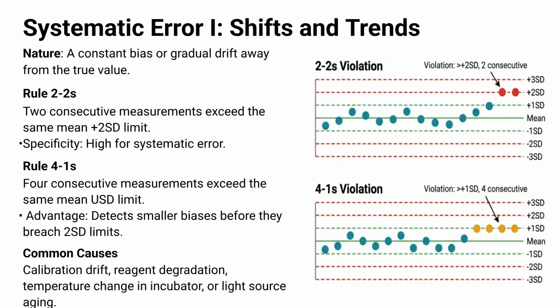Systematic errors are constant biases or gradual drifts. The 2-2S rule detects 2 consecutive measurements exceeding the same 2SD limit. The 4-1s rule catches smaller biases with 4 consecutive points exceeding the same 1SD limit. Causes include calibration drift or reagent degradation.